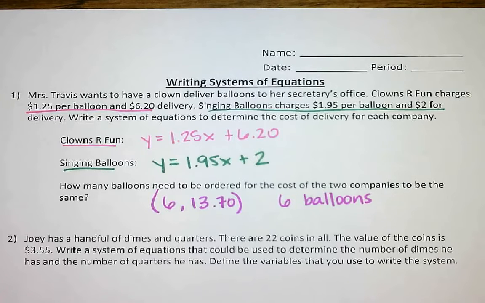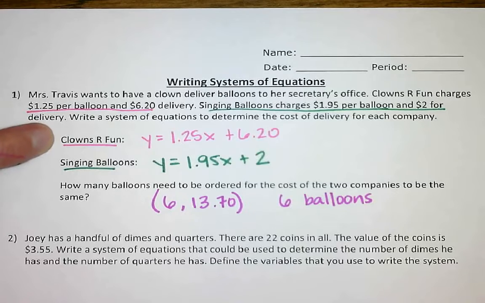If you want more than 6 balloons, you probably want to go with clowns are fun, because that's less per balloon. If you want less than 6 balloons, you probably want to go with singing balloons. So it just depends on which one you want.